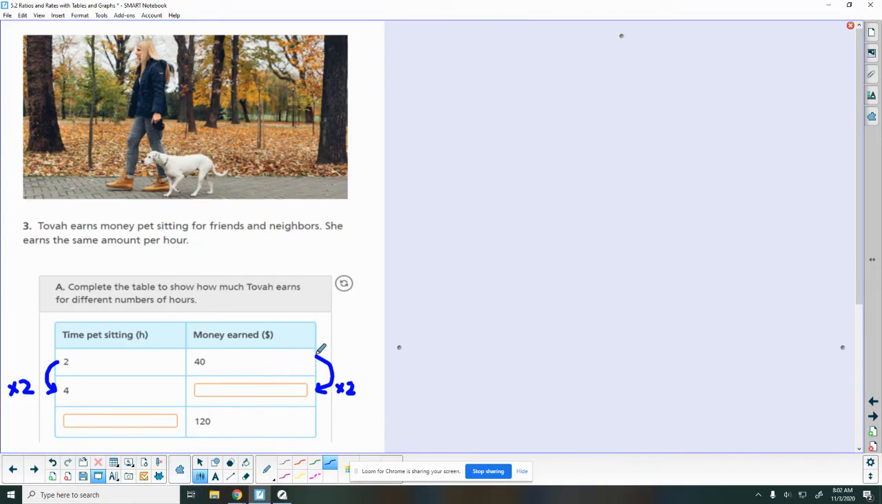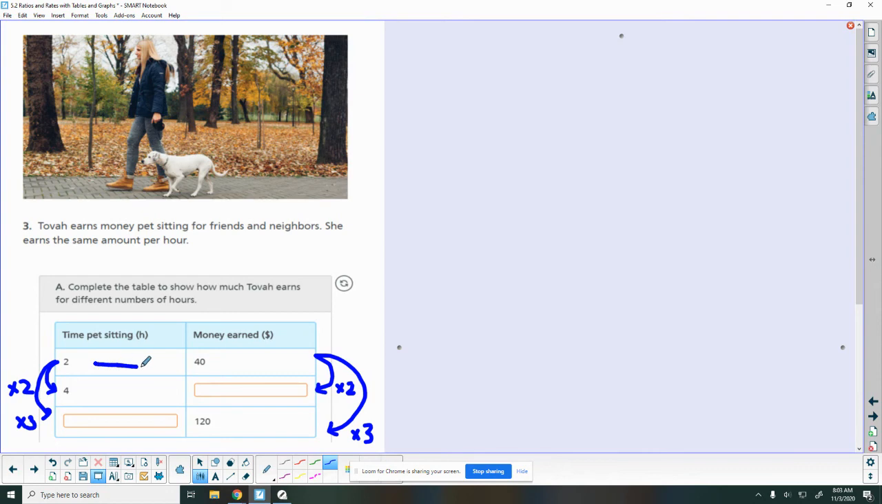Okay, now I can see we're looking for the hours here. So to go from 40 to 120, I had to times by, 40, 80, 120. So I times by 3 here. So now I need to take 2 times 3 and fill in that table here. So go ahead and get your table filled out.